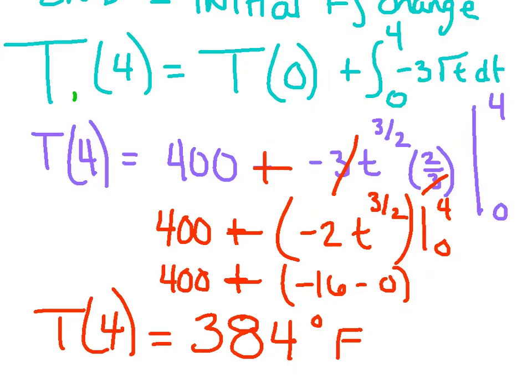So hopefully we ended up having the same work here. So I've got my T of 4 equals T of 0. I integrate there, so my T of 0, my initial temperature of the pizza, remember nobody cares about the room, the pizza temperature was 400. This was t to the 1/2, so I got t to the 3/2 times 2/3. My 3's are going to cancel, so I have my negative 2. Carefully plug in the upper bound minus the lower bound. So I've got negative 16 minus 0 for a total of 384 degrees after 4 minutes.